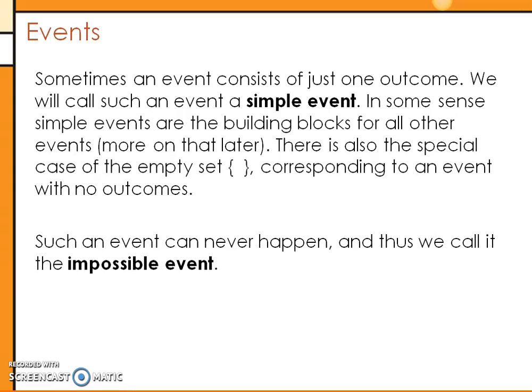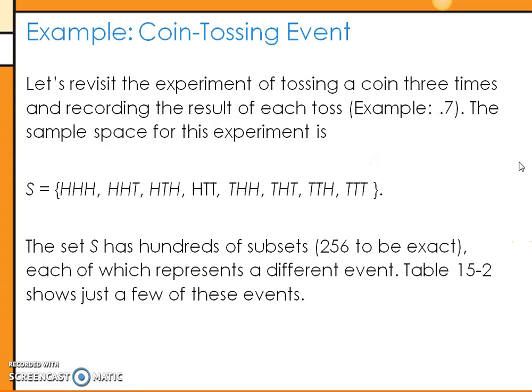Sometimes an event consists of just one outcome, and we call that a simple event, like getting heads or tails instead of a slew of things that could happen. And an event that can't happen is called an impossible event.